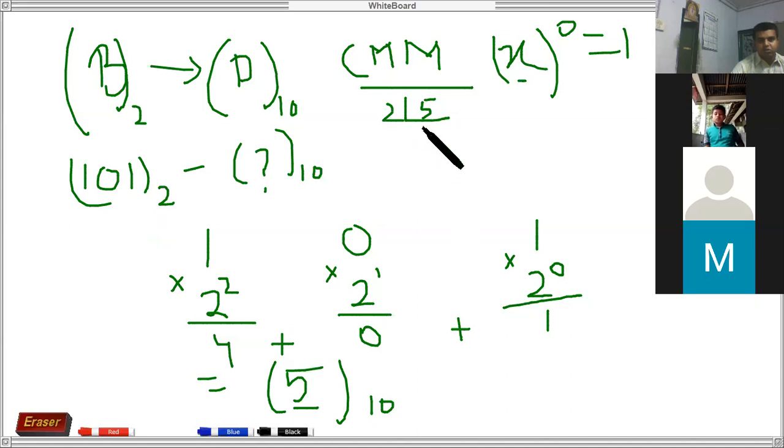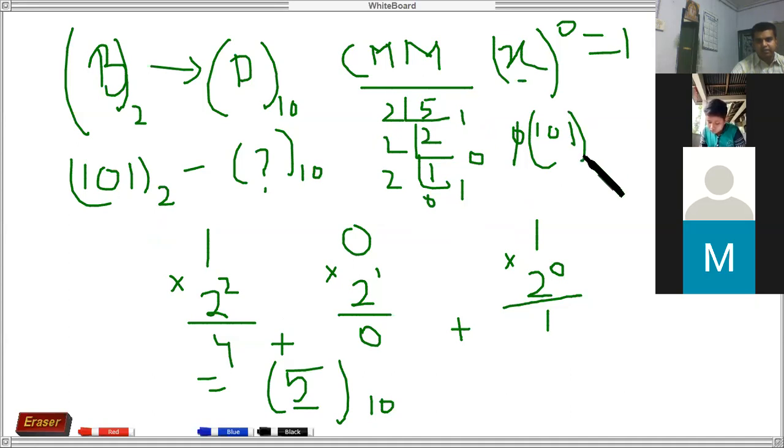Okay. So 2 2s are 4, the result is 1. 2 1s are 2, remainder 0. Then 2 zeros are 0, remainder 1. 101. Correct. So if I arrange this, 0, 1, 0, 1, this 0 is unnecessary. So that means 101 can be written in the decimal number form as 5. Clear?